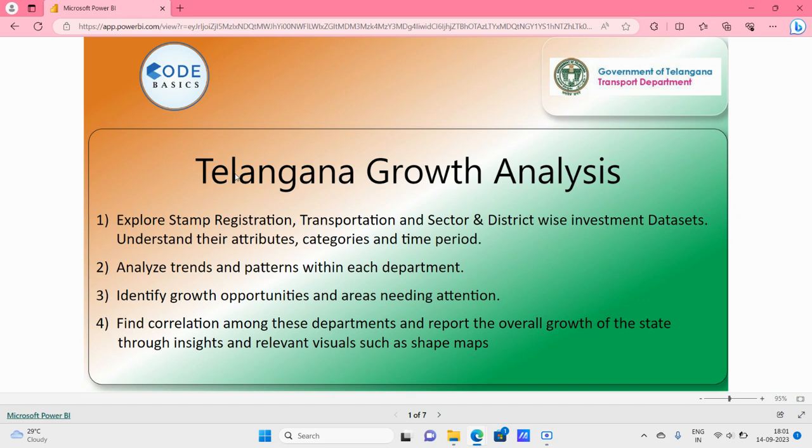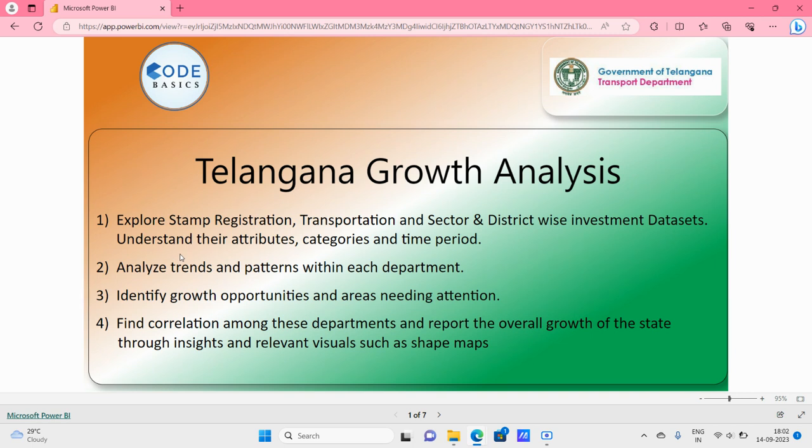In this, we are going to see the Telangana growth analysis, explore the stamp registration, transportation, and sector and district wise investment data sets, understand their attributes, categories, and time period, analyze the trends and patterns within each department, identify the growth opportunities and areas needing attention, find correlation among these departments, and report the overall growth of the state through insights, relevant visuals such as shape maps.